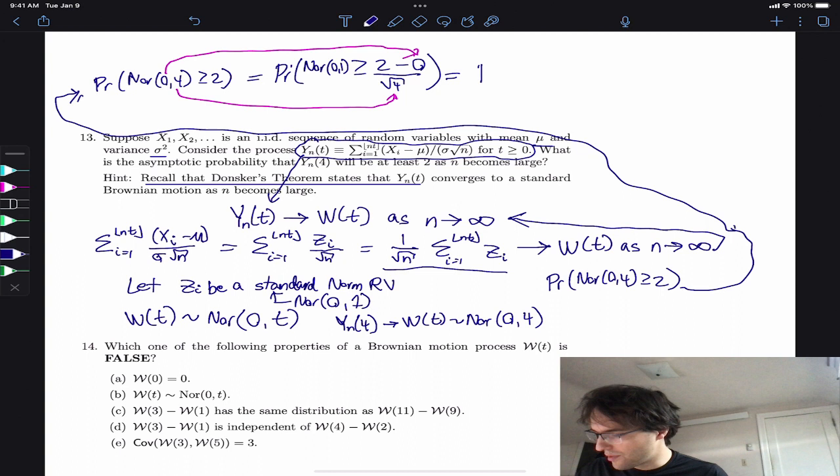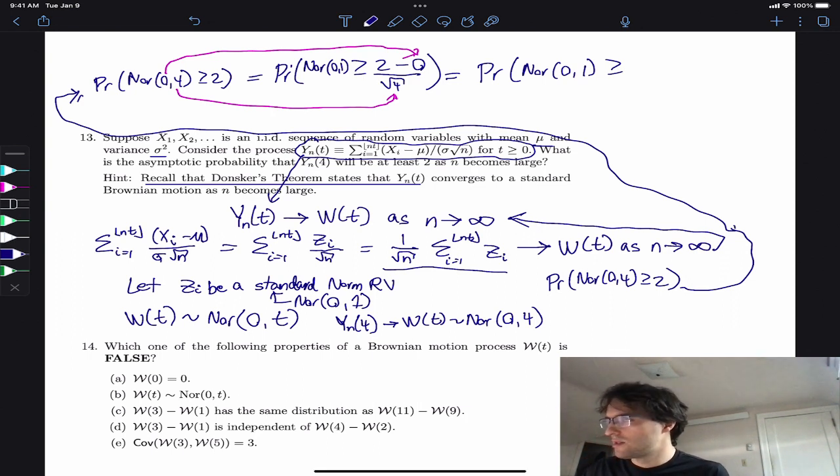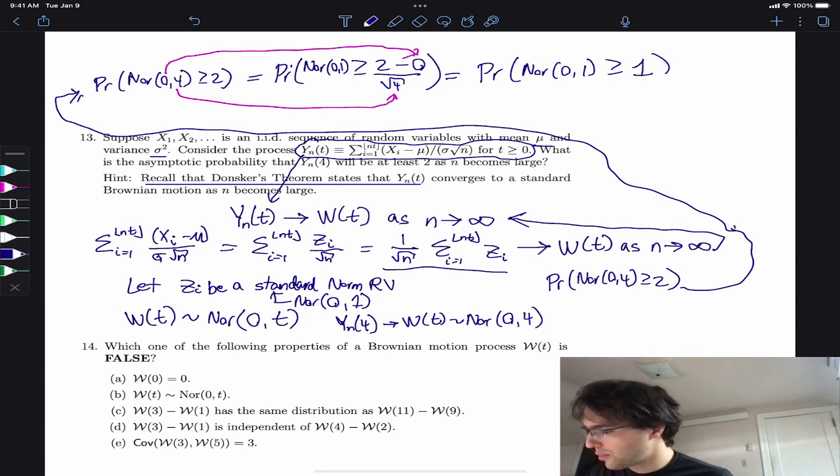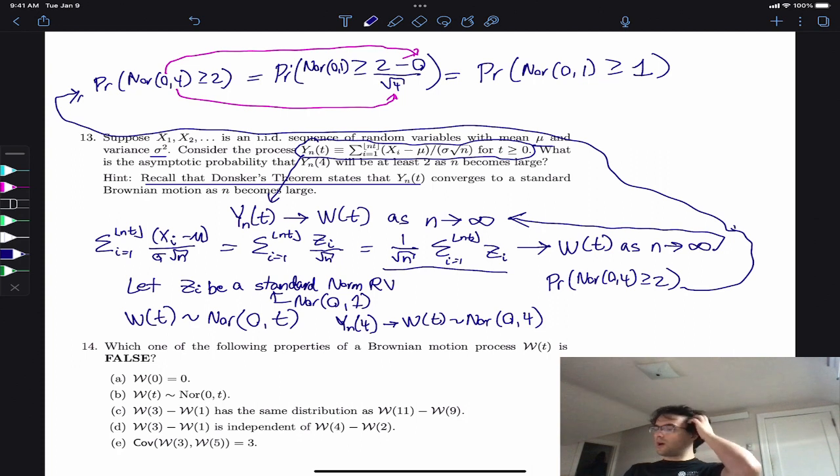And so now we have the probability that a normal 0, 1 random variable is greater than or equal to, if you simplify, 2 minus 0 is 2, divided by the square root of 4, which is also 2, so 2 divided by 2 is 1. So now we have the probability that a normal 0, 1 random variable is greater than or equal to 1.